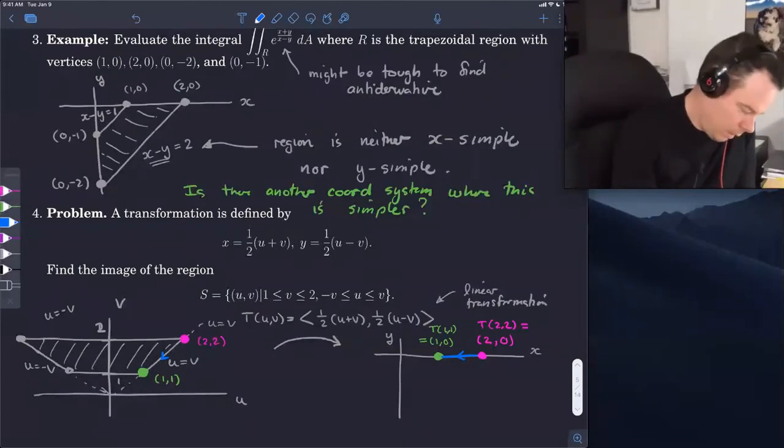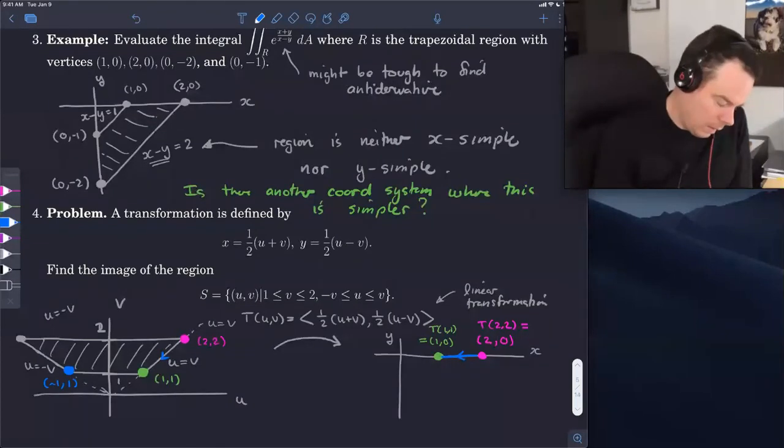And now what next do we have? Maybe I'll take the next point. Let's take this one here, which is point -1, 1. And in that case, taking u to be -1, v to be 1, the x value under our transformation becomes 0, and our y value becomes -1 minus 1 is -2. A half of that is -1. So this becomes 0, -1. That's our T of -1, 1.